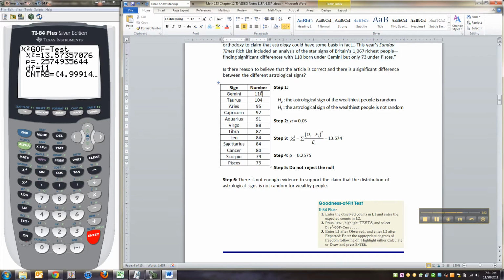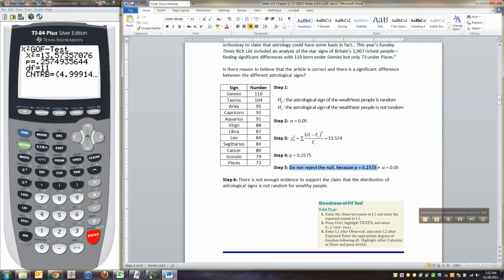Which is kind of surprising when you look at it, because Gemini is 110 and Pisces is only 73, and you'd think, wow, that's so different from random. But when you realize that you were expecting about 87 for each one, they're not that far off, at least as far as our p-value is concerned. Oh, and we did not reject the null hypothesis because p equals 0.2575 is greater than any alpha we were going to do, but I just picked 0.05.